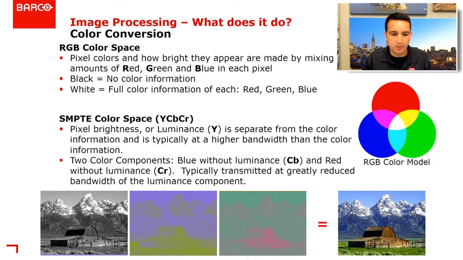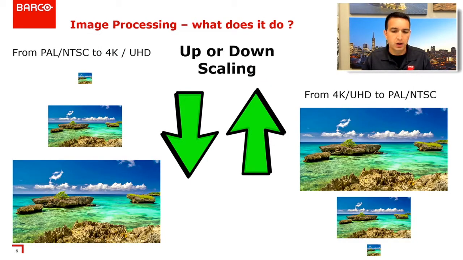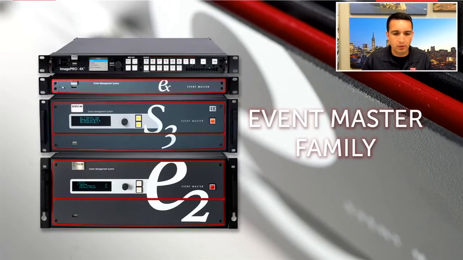When we do that conversion, we actually convert everything to RGB or SMPTE color spaces, also known as RGB or YCbCr internally, and then we give the user the option to use one of those color conversions on the output as well. We do up or down scaling, or up, down, and cross conversion. So we can take PAL NTSC to 4K or UHD, or any iteration, or we can go from 4K down to NTSC. So we do up or down scaling. We do it quite well, actually.